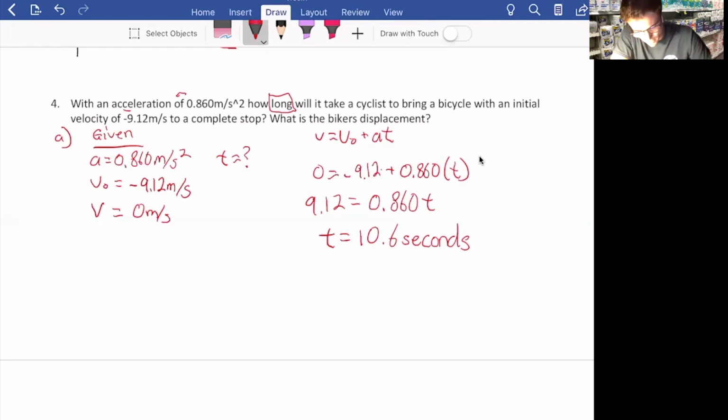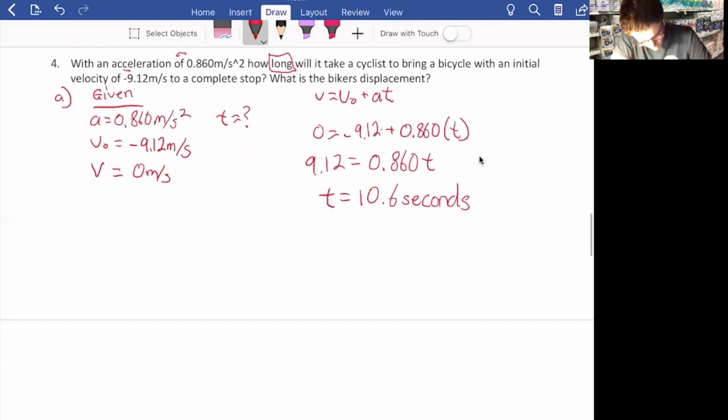Okay, so for B, it wants us to know essentially the displacement. Displacement is just how far the biker, the cyclist, went. So we have all the same given variables. Now we have time. Perfect. So let's look at our equations and see what equation we can use to solve for displacement.